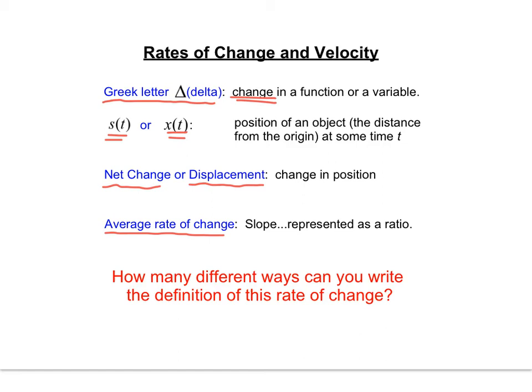Now, slope we know is represented as a ratio. So what I'd like you to do on your paper is write as many different ways as you can possibly do the definition of this rate of change using a ratio. Now, I'll get you started. I'll give you one. So, for example, slope can be written as the ratio of rise over run. Okay, now I'd like you to pause the video and write a few other representations of average rate of change or slope where they are ratios. Okay, so press pause and continue your work and then play it again.